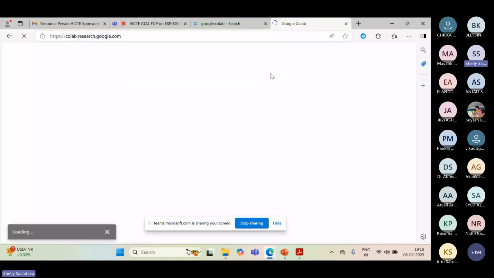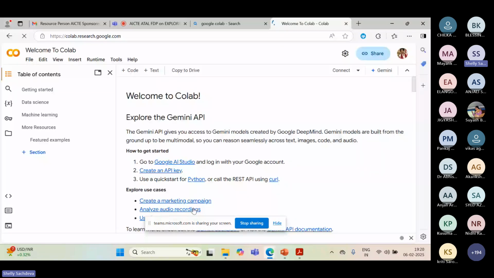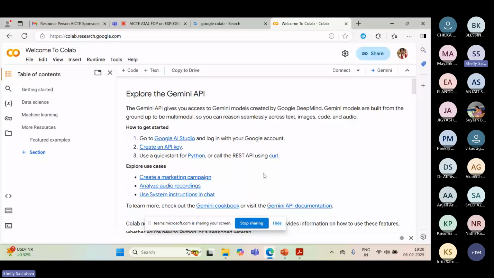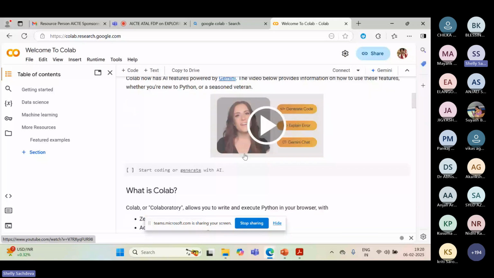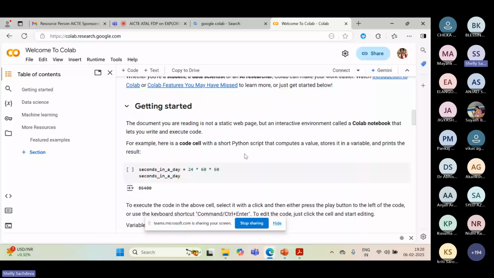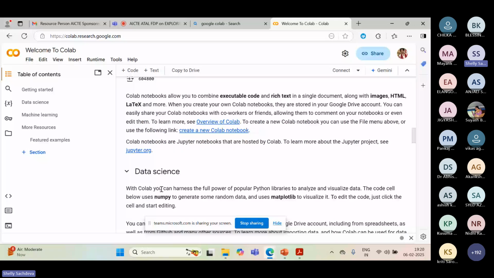If you see from this particular place, the first thing is welcome to the Google Colab. This welcome to the Google Colab shows you the various demonstrations. What is the Colab? It simply tells you getting started, where you can start learning the code. For example, seconds in a day, 24 into 60 into 60, and those are displayed as an answer. Now it gives you a simple program, how to write a program for data science.